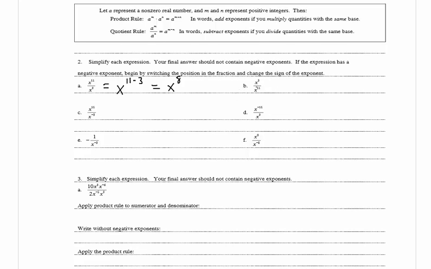In B, we have x cubed divided by x to the 11th, and this would be equal to x to the 3 minus 11, or x to the negative 8th. And we want to rewrite this without a negative exponent, so we have x to the negative 8th in the numerator, and it becomes x to the positive 8 in the denominator.